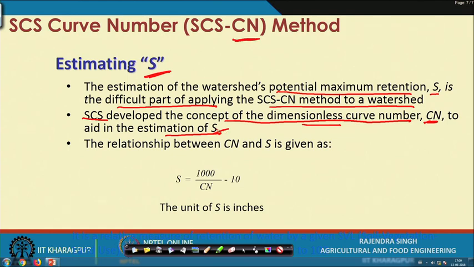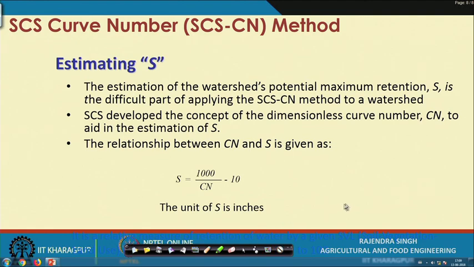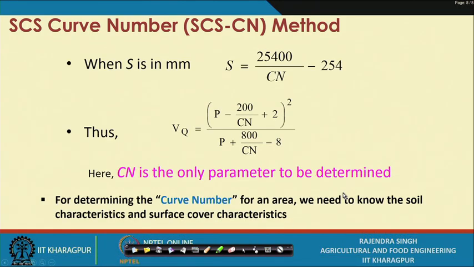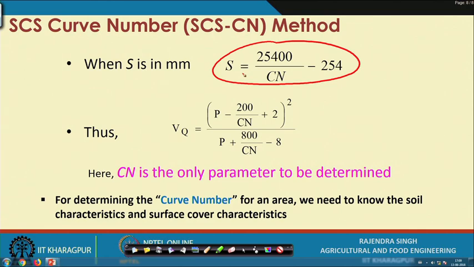They gave a relationship between curve number and S, which is given here. S is equal to 1000 by curve number Cn minus 10. Here the unit of S is inches. So if S is to be expressed in inches, then this is the relationship which will tell us, if the curve number is known, the value of S in inches. If we want S to be in millimeters, then this is the form of equation we use: S equals 25,400 by Cn minus 254.